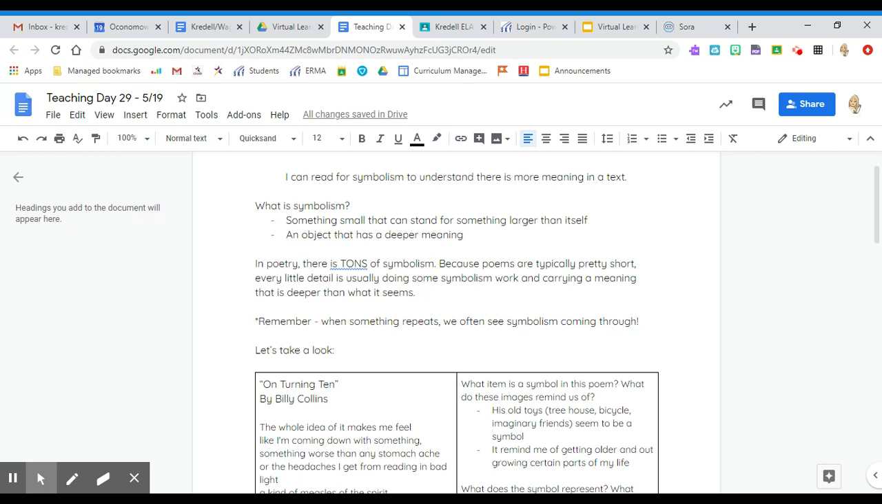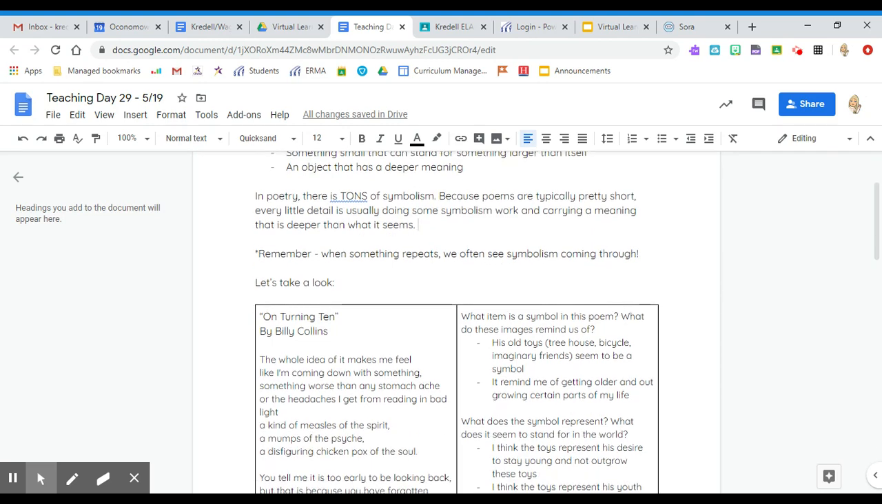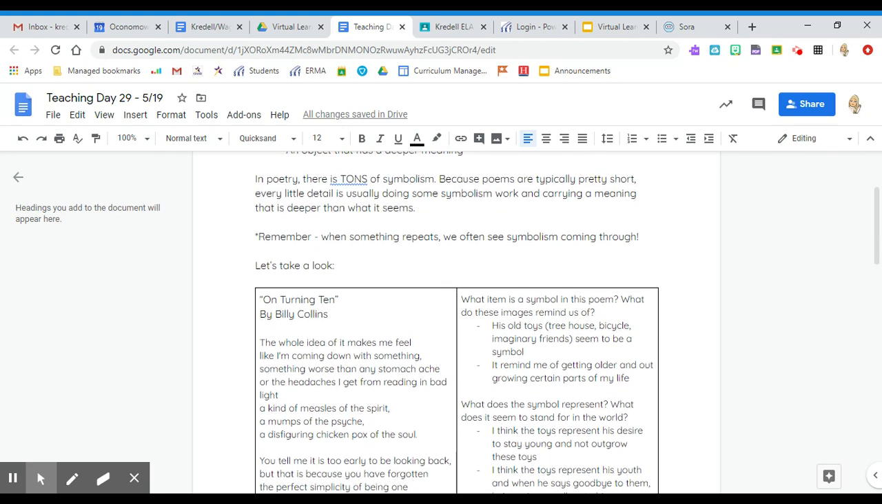Remember that when something repeats, this is when we often see symbolism coming through, right? Authors do everything on purpose. So if you're seeing the same thing over and over again, usually there is some type of symbol there. So let's do a little bit of practicing. We're going to read "On Turning 10" by Billy Collins. I'm going to read it to you and then we'll talk about the questions.